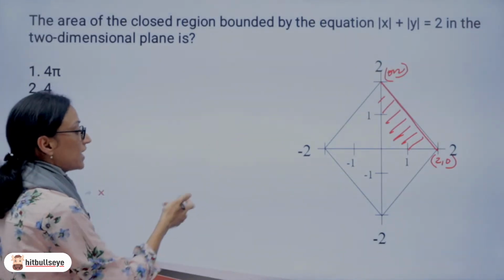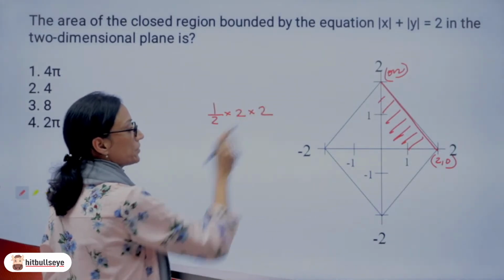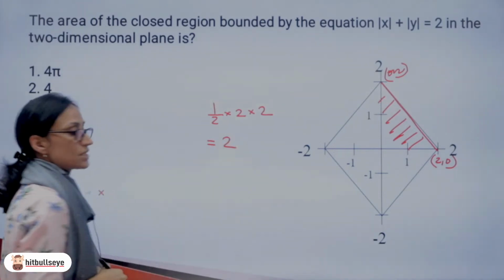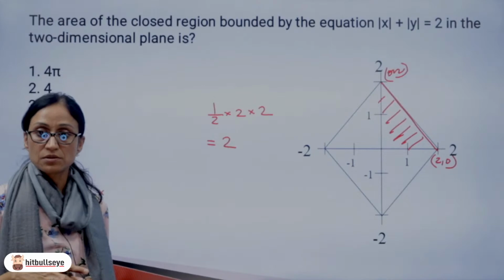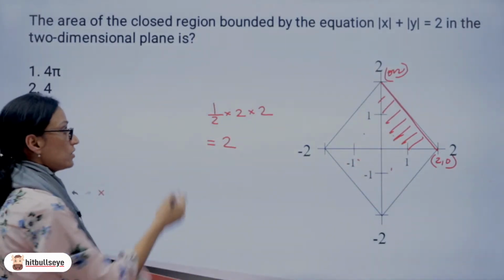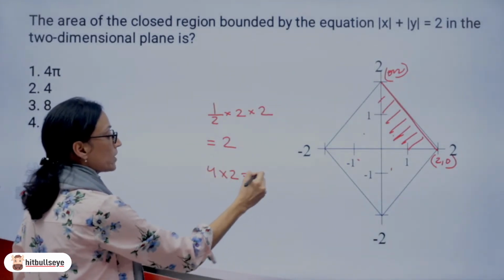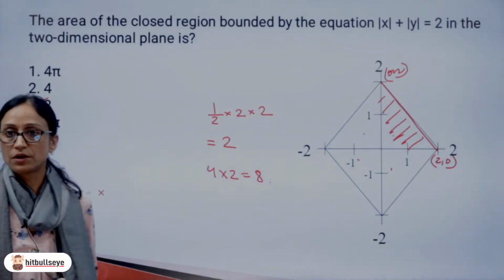So what is the area of that triangle? Half into base into height, which means it's going to be 2 square units. But as I said, it's going to get repeated 4 times because there are 4 such regions. So the complete area that the question is looking for is going to be 8 square units. So the answer is going to be 8.